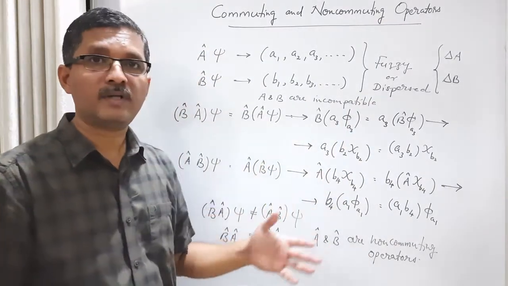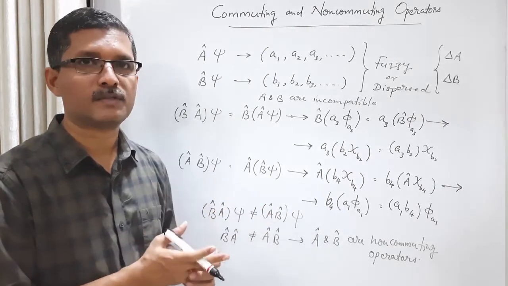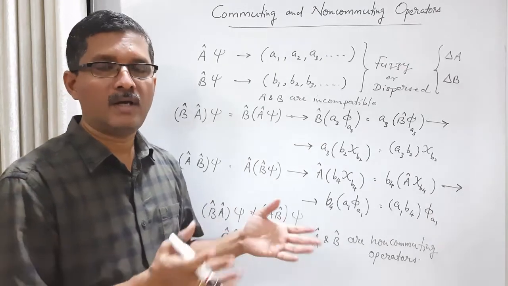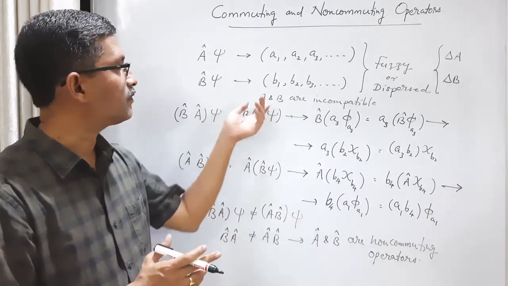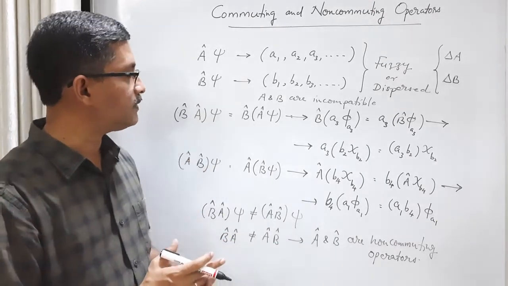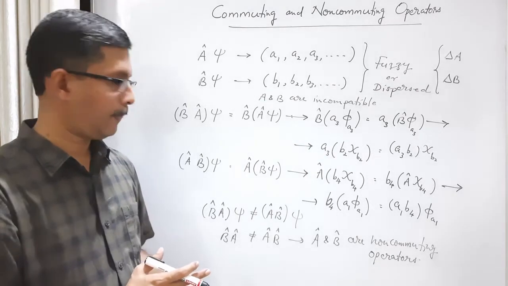They are compatible when they are sharp in a particular state. That happens when the state is a common eigenstate for the two operators. But when the state is not a common eigenstate for either operator, then the physical quantities are incompatible, and these incompatible physical quantities are represented by non-commuting operators.